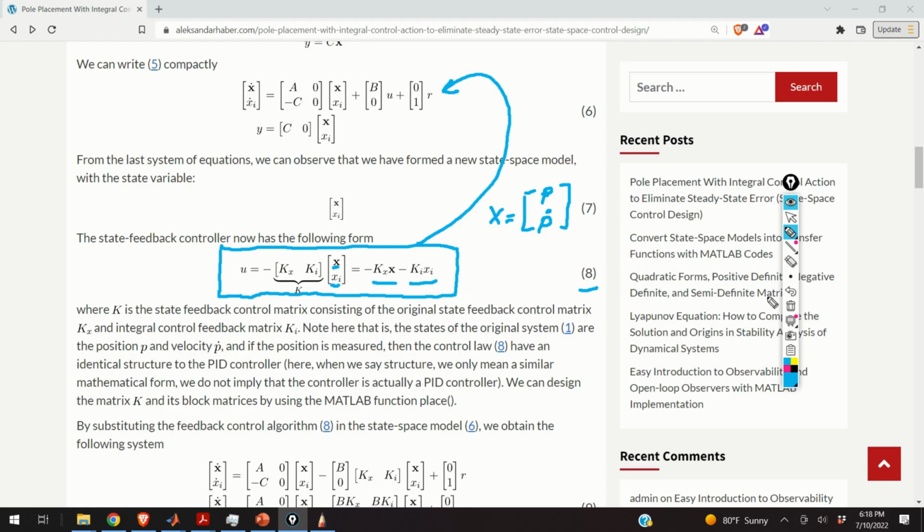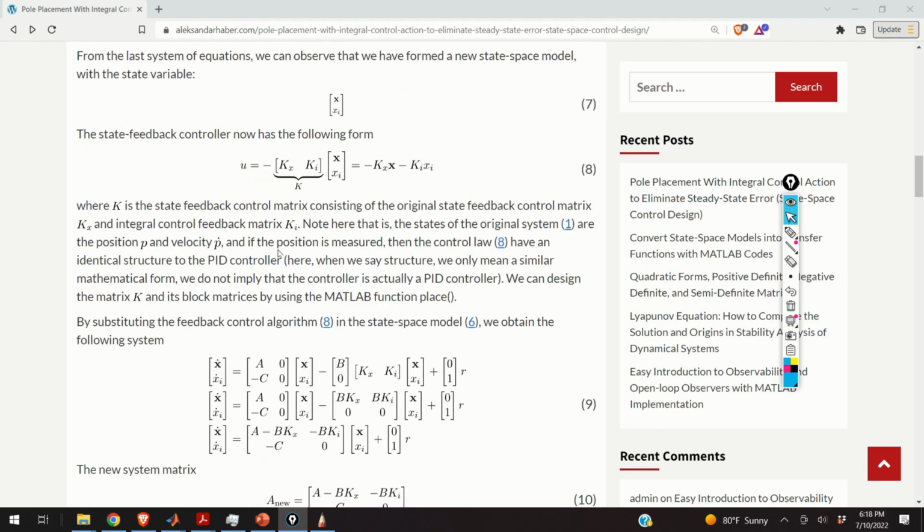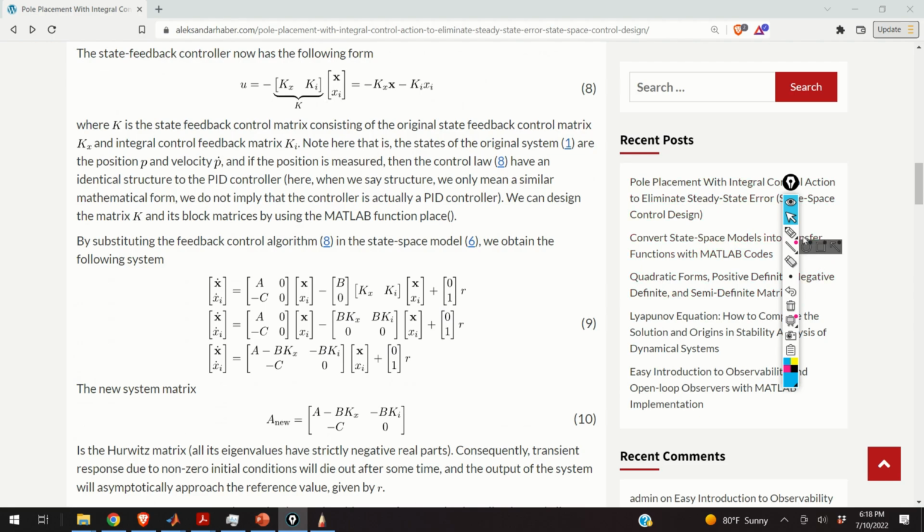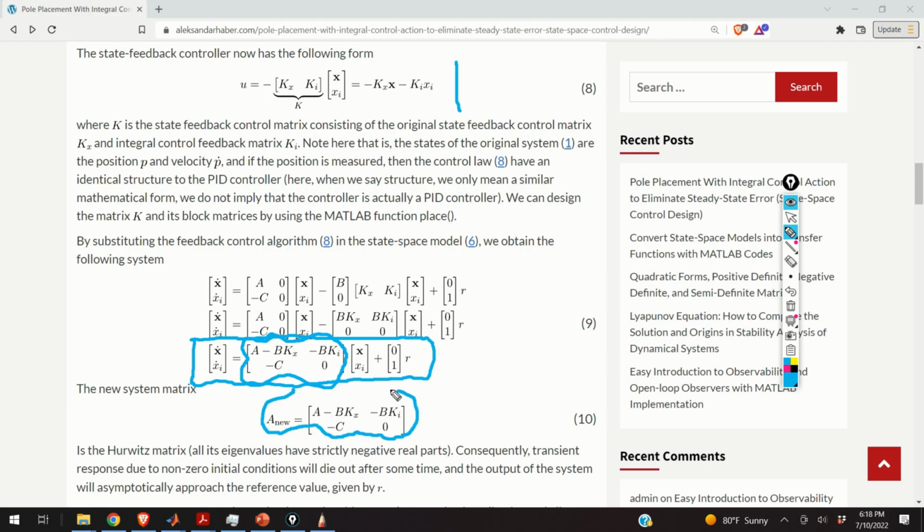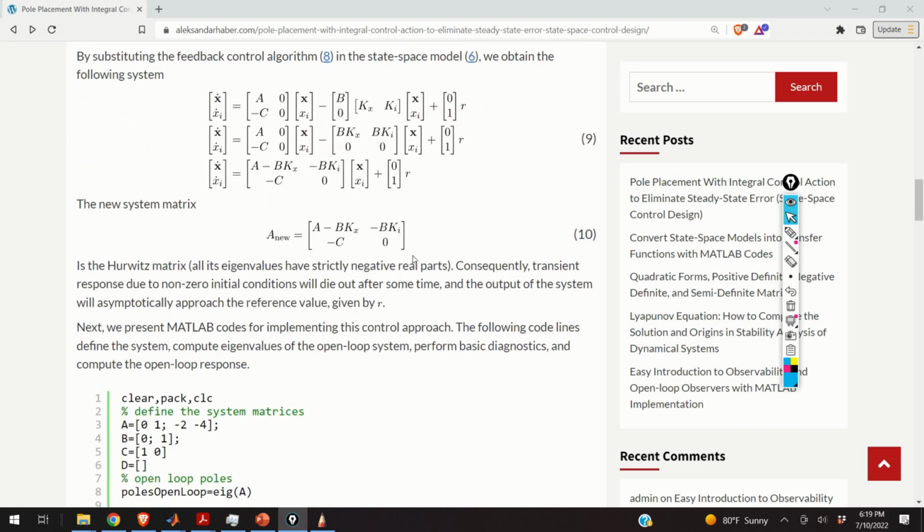Now, if we go a step further and substitute our controller, the controller given by equation 8, in our augmented system, we obtain equation number 9, the last equation in the series. This controller will ensure that the new closed loop system matrix, A new, is asymptotically stable. That is, it's Hurwitz. Now, we have basically solved a big problem over here.